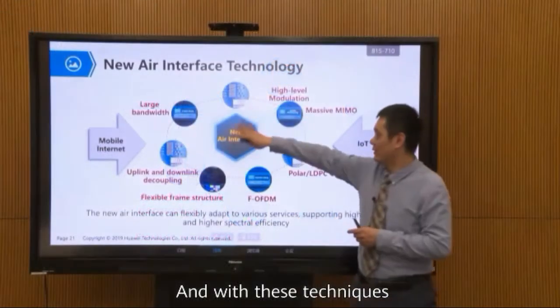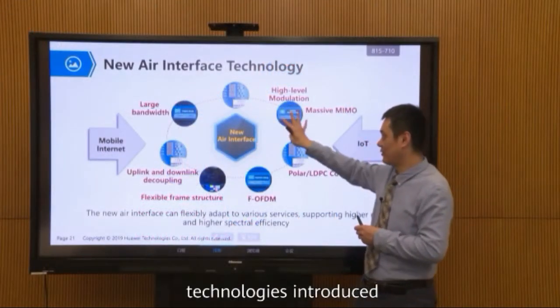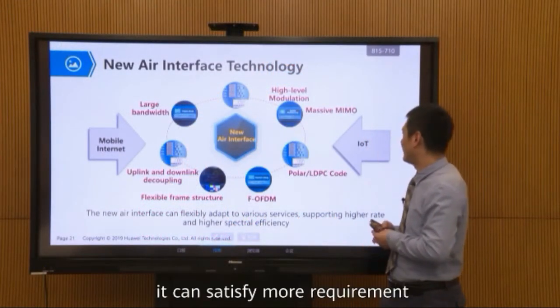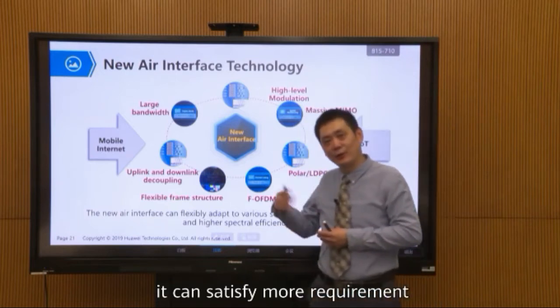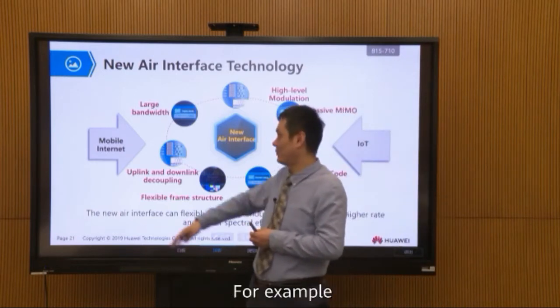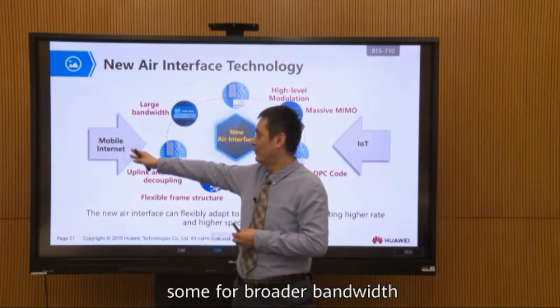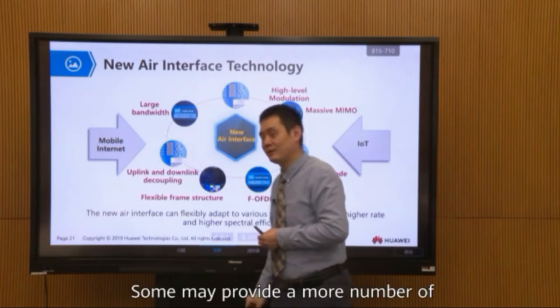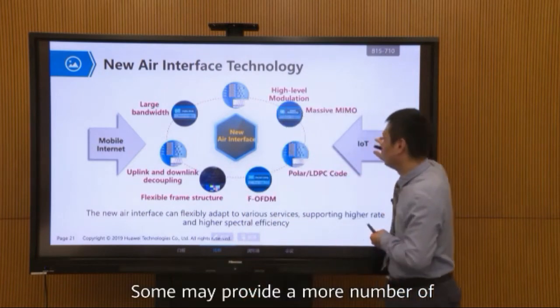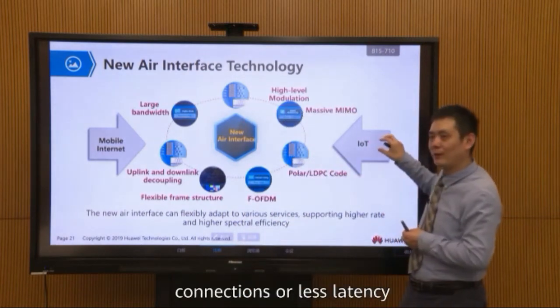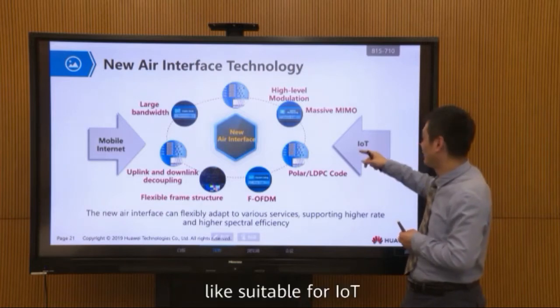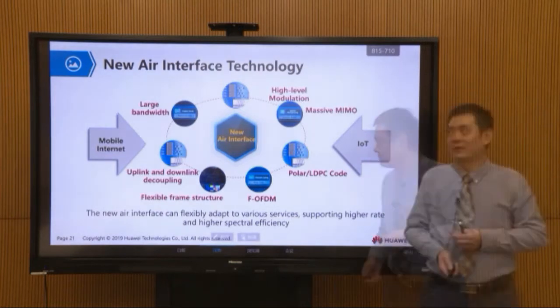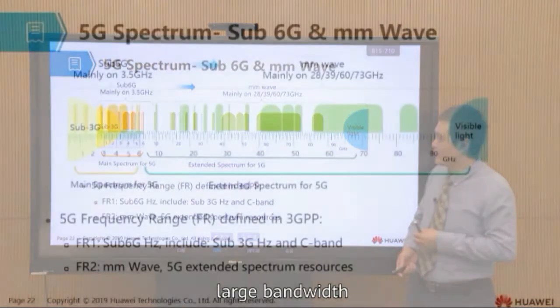And with these technologies introduced, it can satisfy more requirements for different services. For example, some is for broader bandwidth for mobile internet, eMBB, and some may provide more number of connections or less latency, suitable for IoT. Okay, let's start with the first one, large bandwidth.